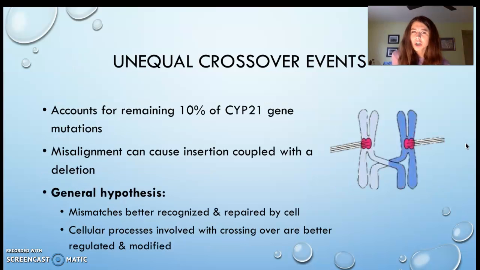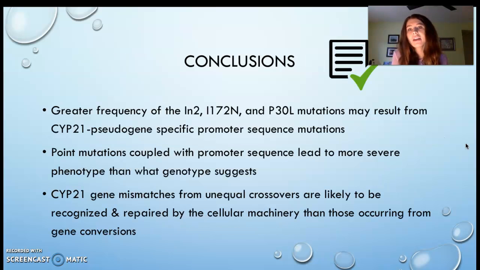So why do unequal crossover events only account for the remaining 10% of CYP gene mutations? I believe that this could possibly be because the mismatches caused by unequal crossovers are better recognized and repaired by the cell machinery. Perhaps cellular processes involved with crossing over are better regulated and modified than those in gene conversions. So that brings me to our conclusions.